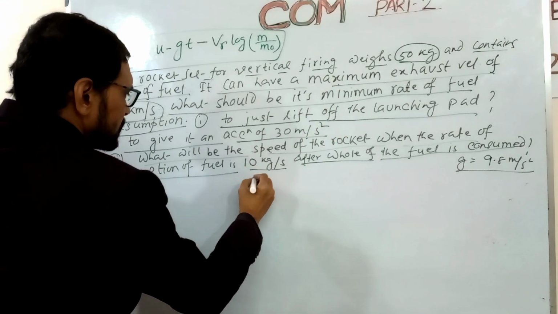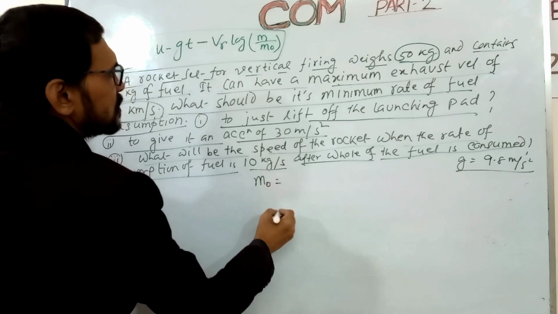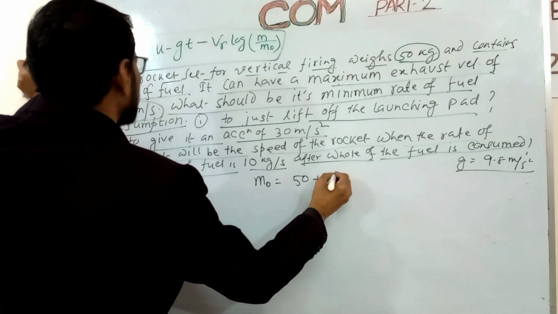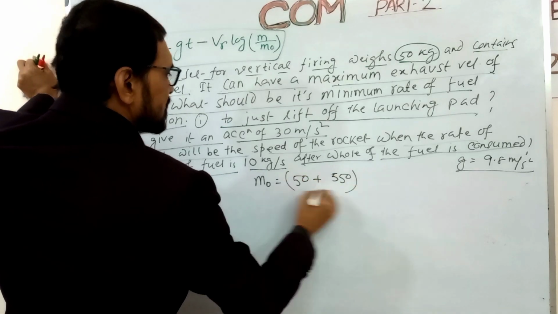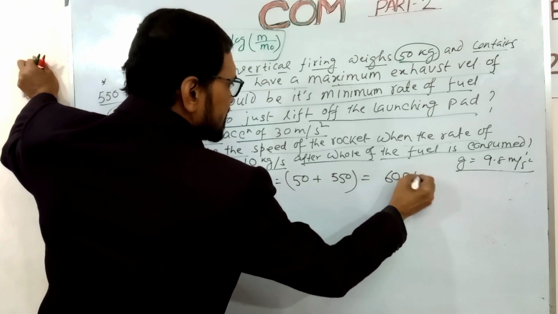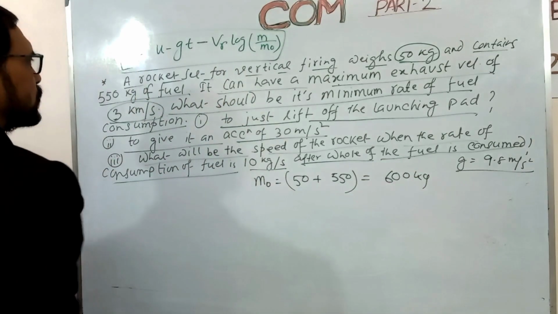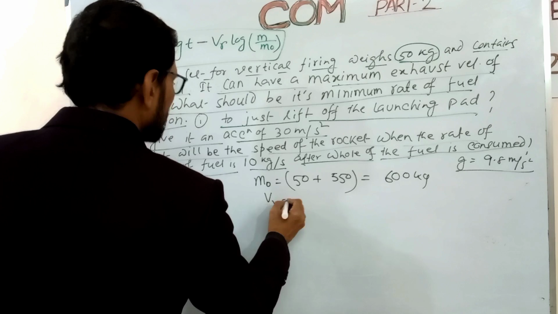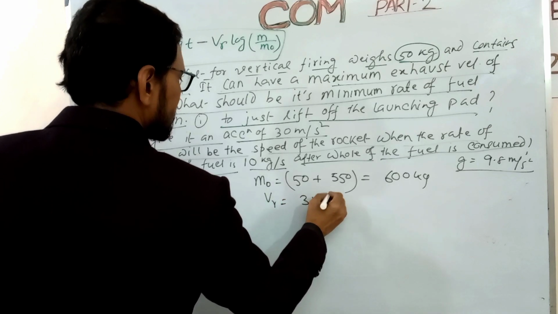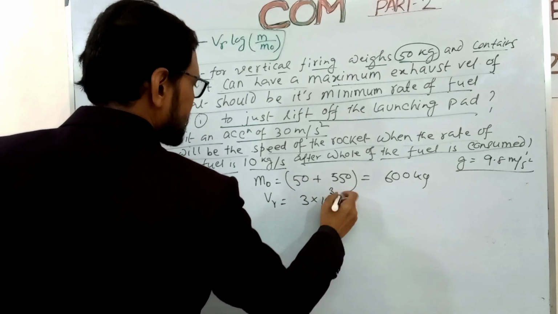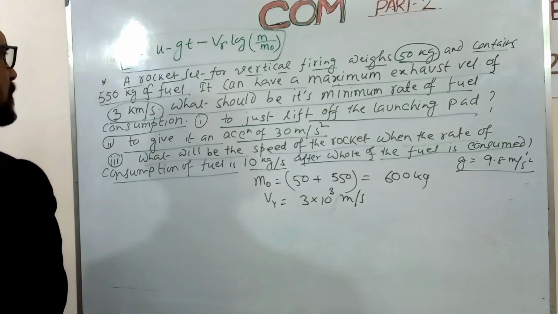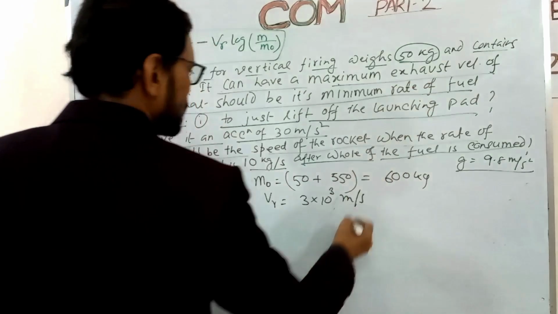Here the initial mass m0 is the total of the rocket's 50 kg plus 550 kg of fuel, that is 600 kg. Now the relative velocity vr is 3 km per second, that is 3000 meter per second. Now we have to find the minimum rate of fuel consumption, dm/dt.